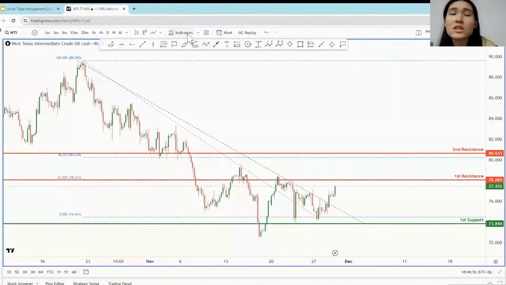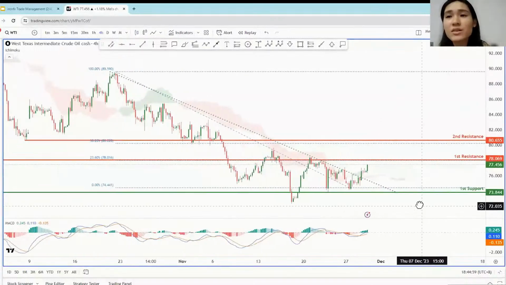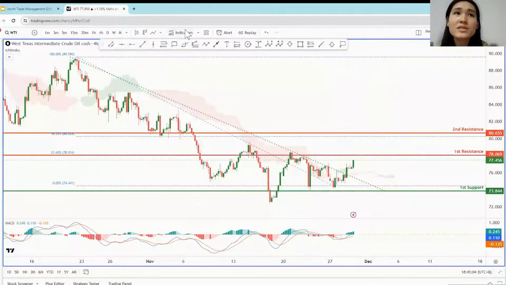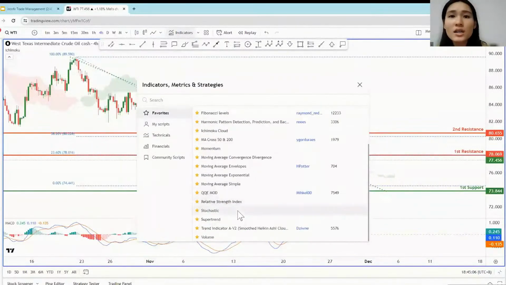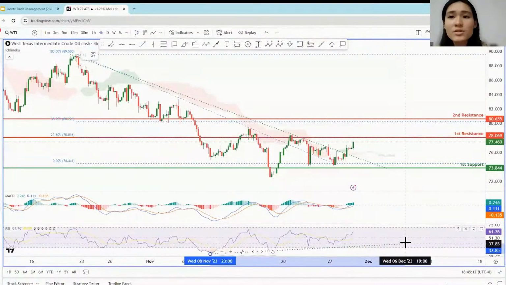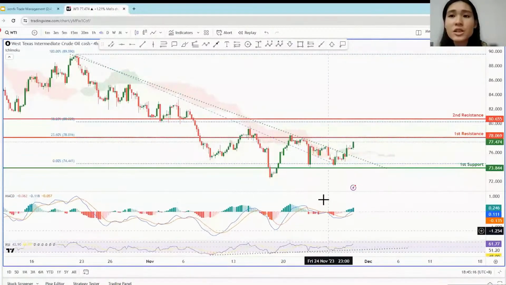Okay, I think that's all the levels that I can identify so far. So let's go in with our indicators again. Ichimoku is giving us bullish, MACD is giving us bullish. If we look at RSI, okay, it's also moving in this ascending trend line, so it's also giving us bullish.